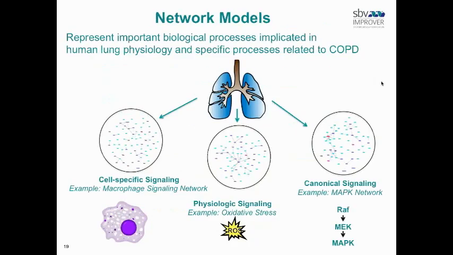What kind of networks? These networks represent important biological processes implicated in lung physiology and specific processes related to COPD. Since PMI is a sponsor of this challenge, they naturally are interested in COPD and what leads to COPD. There are several types of models included in this challenge. There are cell-specific signaling models, like lung-relevant macrophage signaling. There are physiological signaling models, for example oxidative stress, and there are some models that reflect canonical signaling, for example the MAPK network.